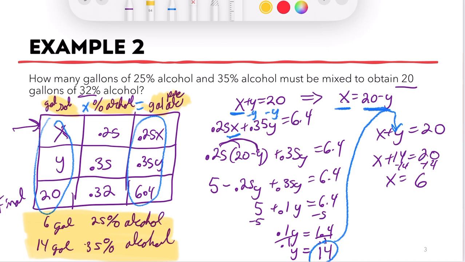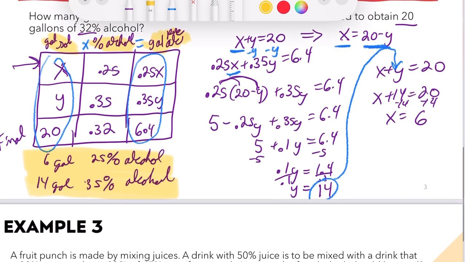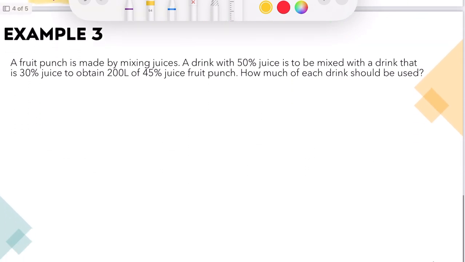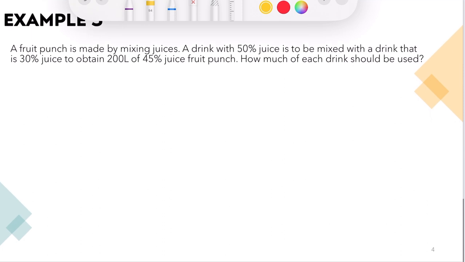This one's more similar to what we've seen. I know a lot of these problems are chemistry problems, but they don't always have to be. Last example, what's more fun than fruit punch? So a fruit punch is made by mixing juices. A drink with 50% juice is to be mixed with a drink that's 30% juice to obtain 200 liters of 45% fruit punch. How much of each drink should be used?